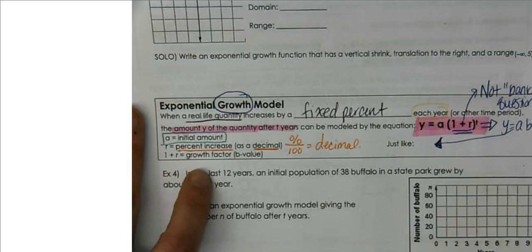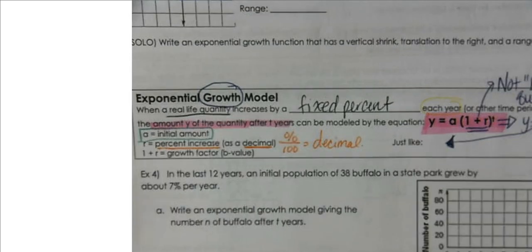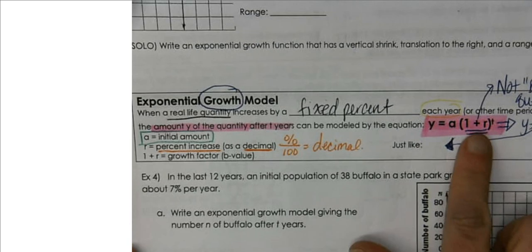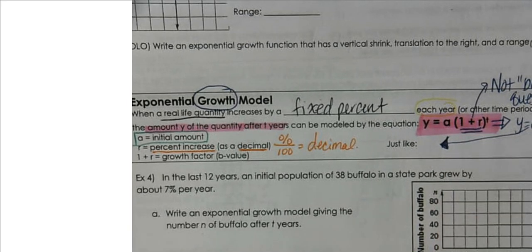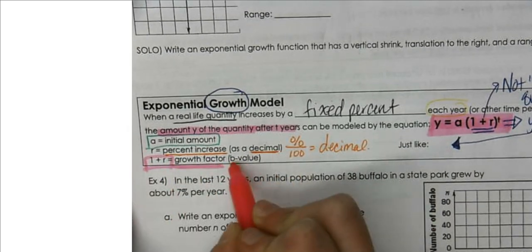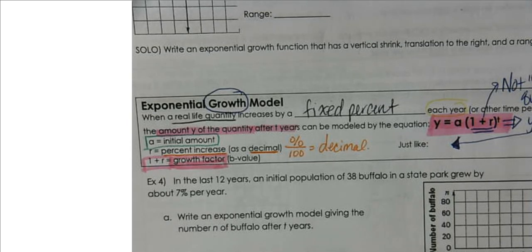And we always represent it with the letter R. And then 1 plus R, that whole base right here, is considered our B value. It is our growth factor. So it is the entire base of 1 plus our growth factor. 1 plus R, that's considered our base, our growth factor.